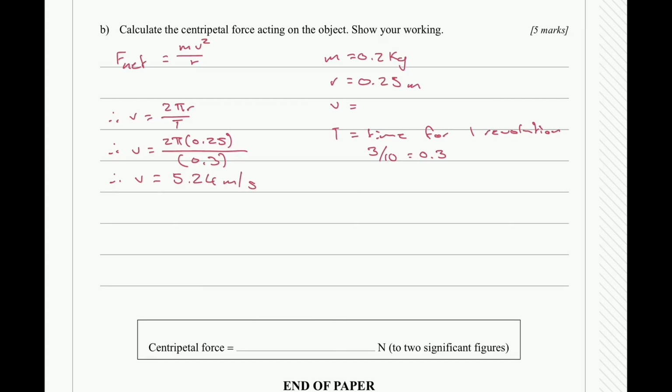Then we can substitute this value, our velocity, into our F net equation. Our F net equation is F net is equal to 0.2 multiplied by 5.24 squared all over our radius, which is 0.25. When we punch that into our calculator, we get 21.966 newtons. 2 sig figs is 22 newtons.